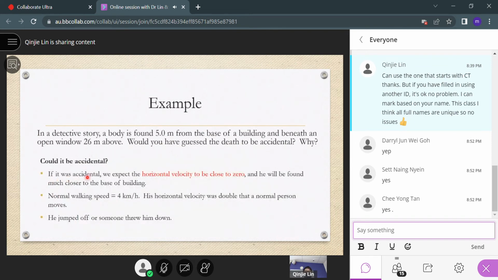Okay, and to answer this question, could it be accidental? If it's accidental, you expect the horizontal velocity to be close to 0. That means you accidentally fall down, right? The x direction should not have much velocity, and he should be much closer to the building. But in this case, if you compare to our normal walking speed, which is 4 km per hour, this is thrown off at a much larger speed, 7.8, which is twice our normal walking speed. So if that is how he is getting out of the window, he must have jumped off or someone threw him down. It cannot be just dropped down. If not, he won't fly so far.